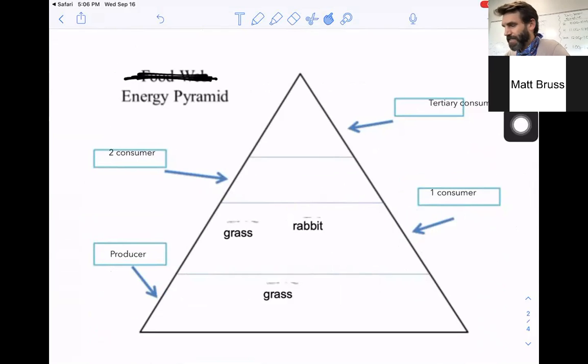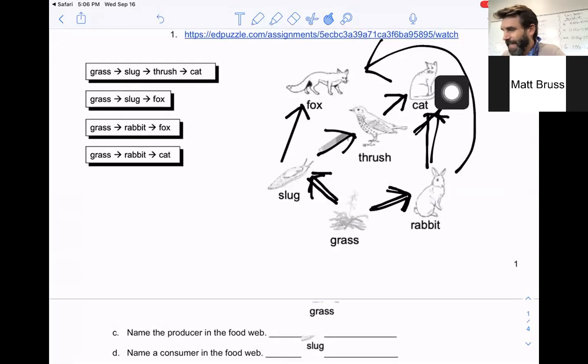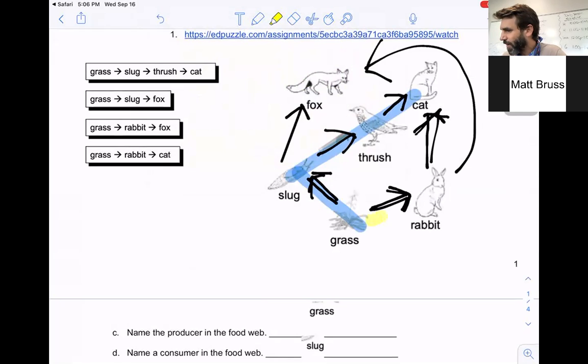And this particular food web is a little complicated because you might notice that the cat here can act as both a tertiary consumer in that food chain, yet it's only a secondary consumer in this food chain. So I'm not going to ask students to analyze anything that complicated on the test, but I just wanted to point that out.